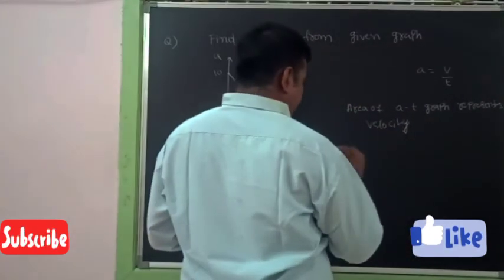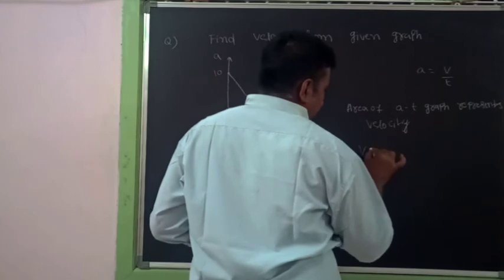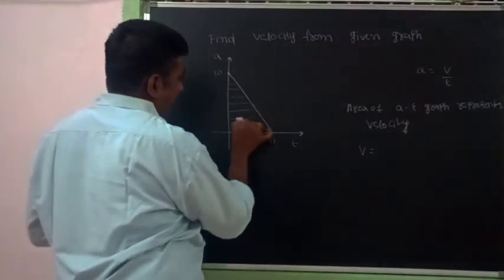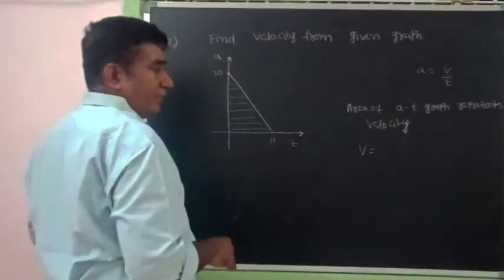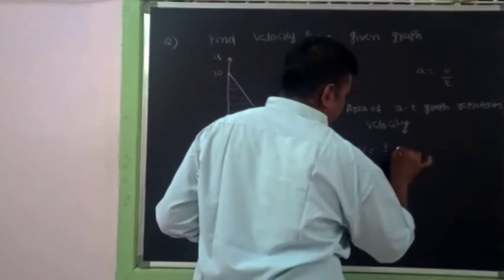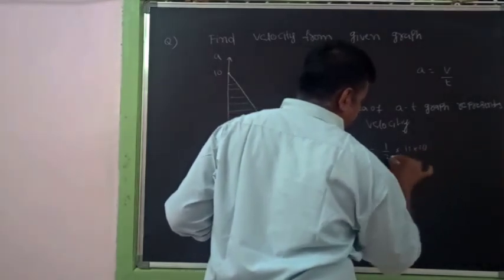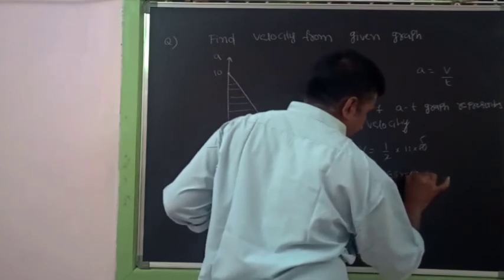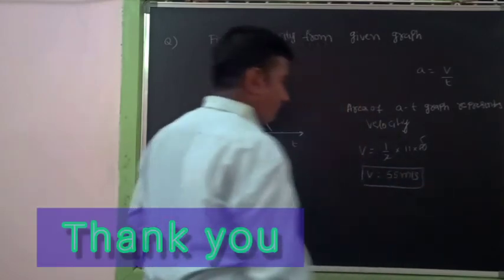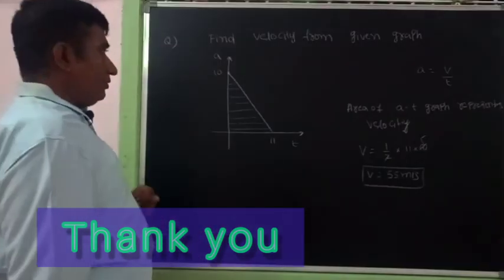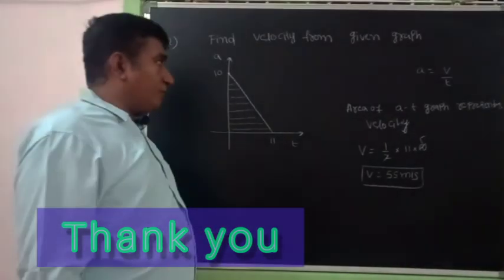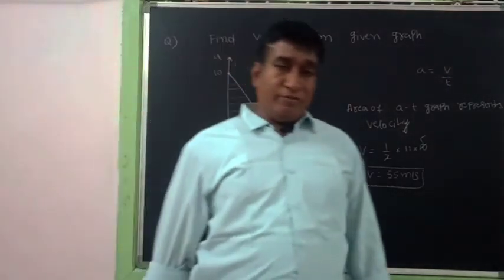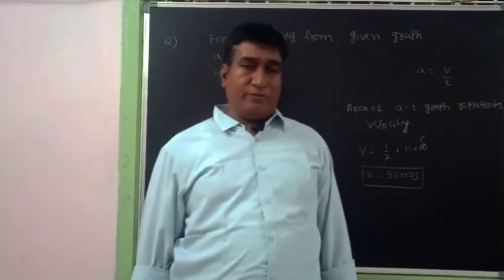So with the help of this, velocity v is equal to, what is its shape? You can clearly see its shape is a triangle, half base into height. So velocity is nothing but 55 meter per second. These are some examples or numericals related to the distance time graph, velocity time graph and acceleration time graph.